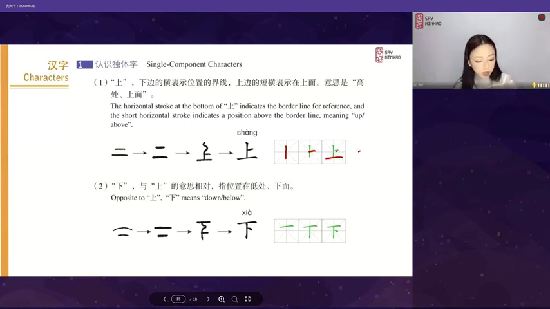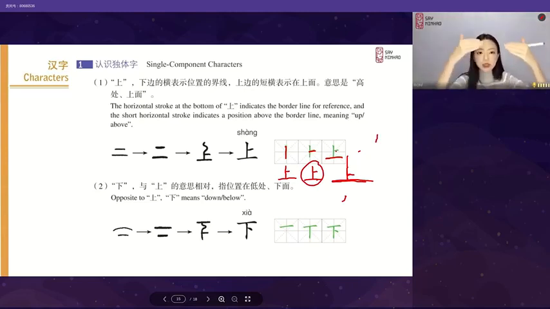Try to write it again. It is really easy. Vertical, horizontal, and horizontal. Again, vertical, horizontal, horizontal. Please try to write it. Don't make this horizontal too long, and don't make this vertical too long, and don't make this too short, okay? To make it in a harmony. Next one is 下, which means down, below.